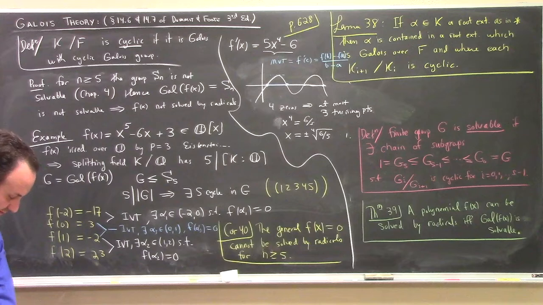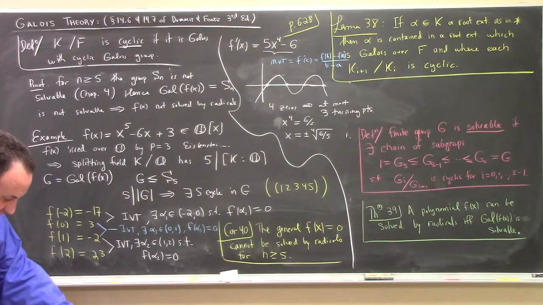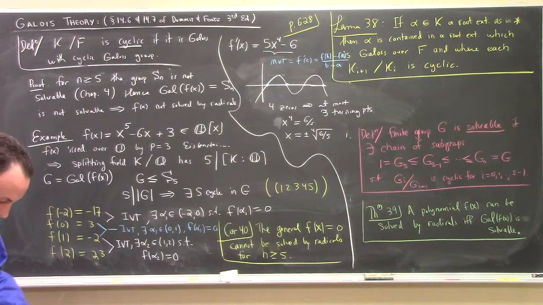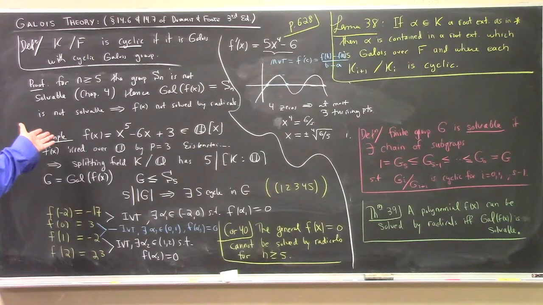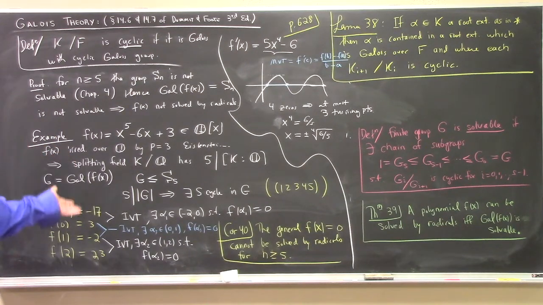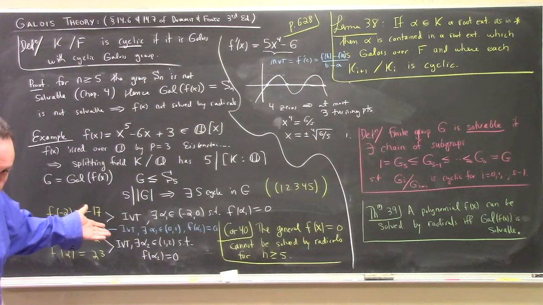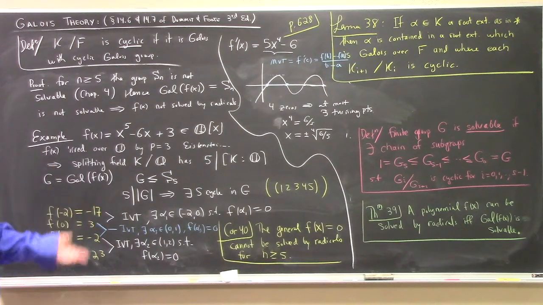Let's see here, let me read his language for it. He says, since f of x has 2 complex roots which are not real, let tau denote the automorphism of complex conjugation in C. Since the coefficients of f of x are real, complex conjugation is a Q-fixing automorphism of the splitting field here, right? So complex conjugation is one of the automorphisms in the Galois group. It has order 2, because complex conjugation of complex conjugation is again the thing.